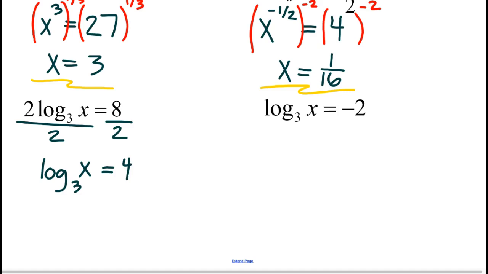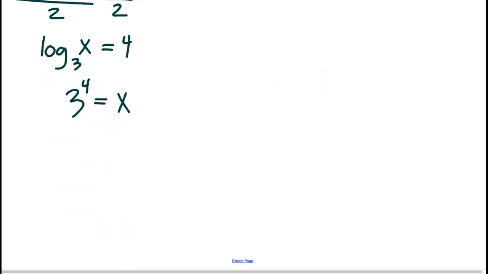So now we're missing stuff. The unknown is the stuff part. You take this and you just rewrite it. 3 to the 4th power, written as an exponent, equals x. All we have to do is evaluate that. 3 to the 4th power is the same as 9 to the 2nd power. 81. You're right, 81.